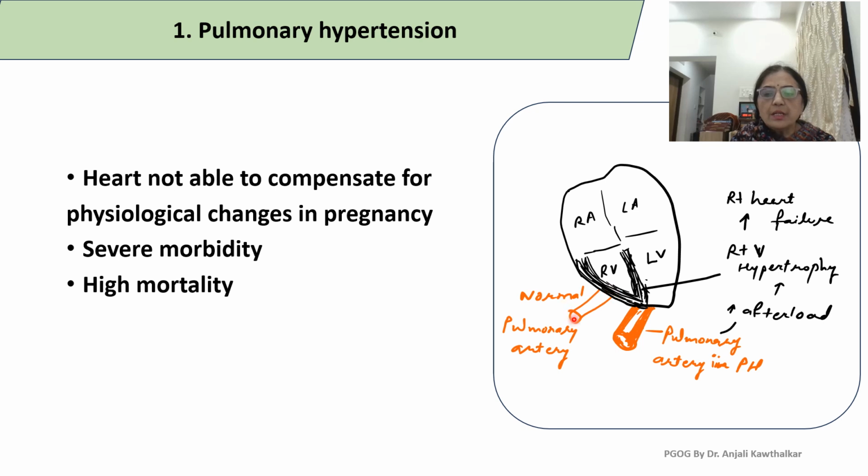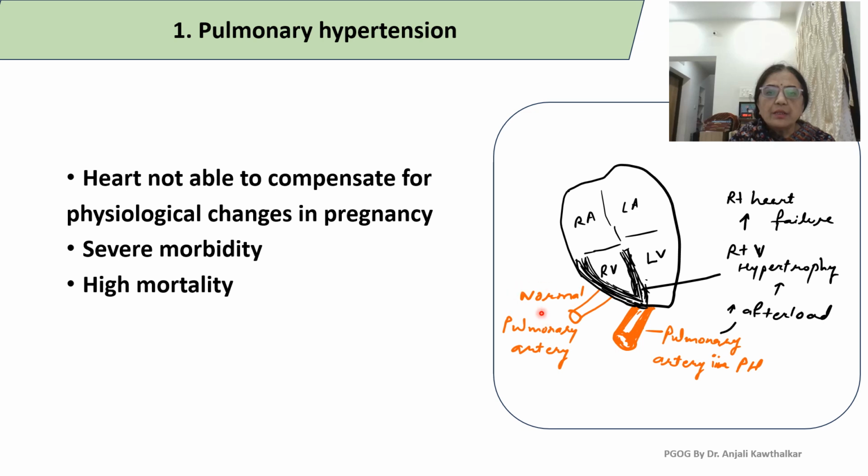So here there is increase in the pulmonary vascular resistance. That means there is pulmonary hypertension, and there are so many conditions which lead to pulmonary hypertension, such as there can be a primary pulmonary hypertension, or it can be secondary to severe mitral stenosis also.